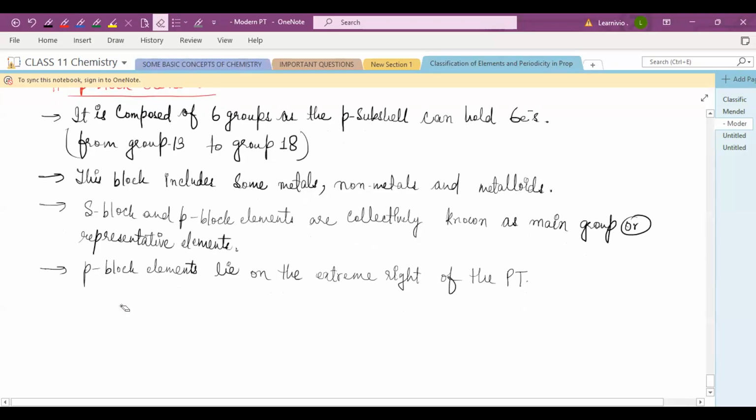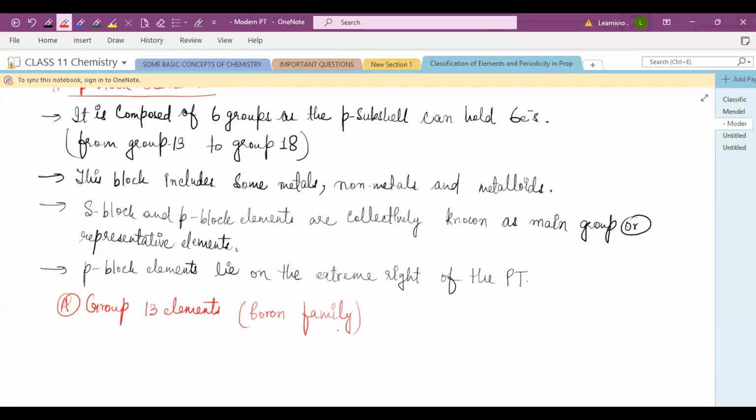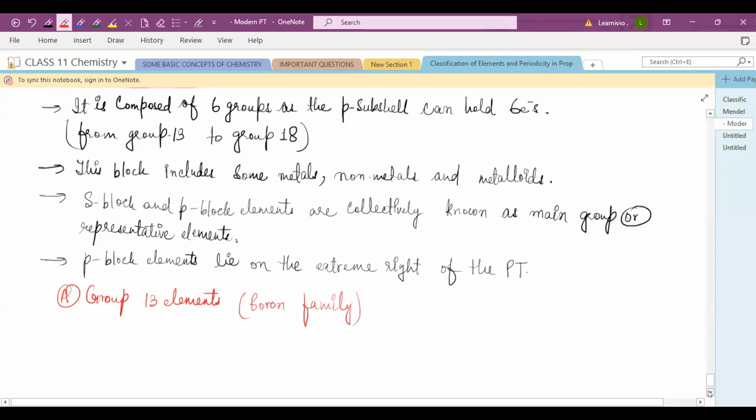Okay, first write down group 13 elements. So what are group 13 elements? Basically they are the boron family. Remember the name. So it's BAGIT. BAGIT means boron, aluminium, gallium, indium, and thallium.